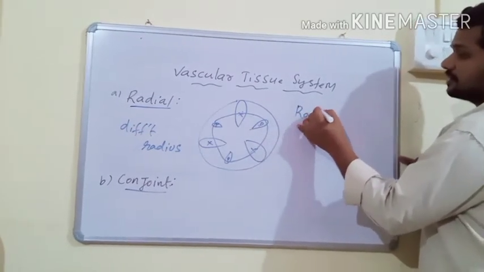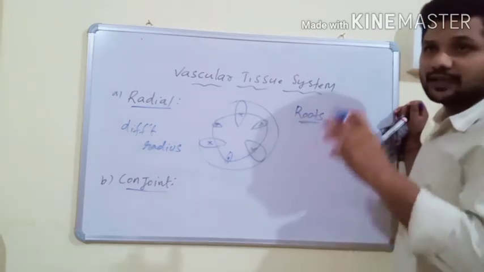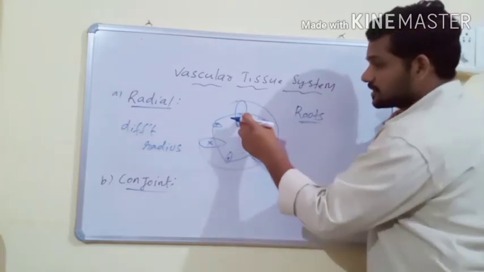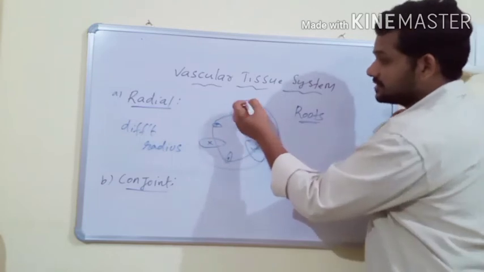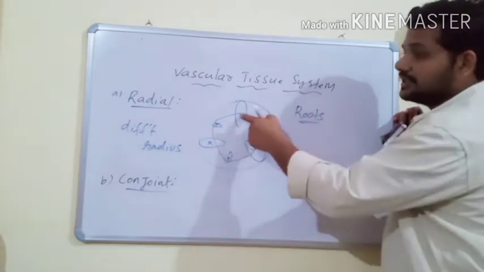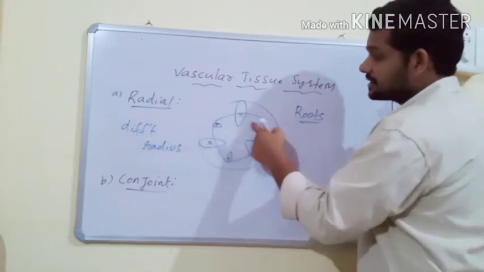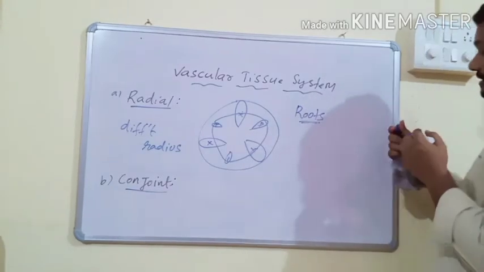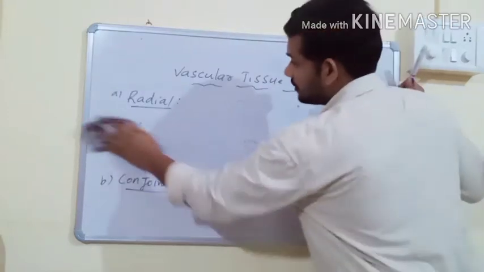And radial vascular bundles are the characteristic feature of roots, whether dicot or monocot. The arrangement of vascular bundles is radial. So in radial vascular bundles, xylem bundles and phloem bundles are alternately present on different radii. Xylem bundles have one radius and phloem bundles have another radius, but they are alternately present. If they are alternately on different radii, then these are known as radial vascular bundles, and radial vascular bundles are the characteristic feature of roots, whether dicot or monocot.